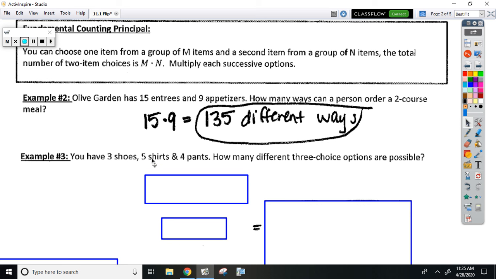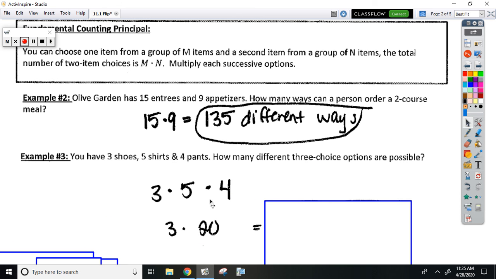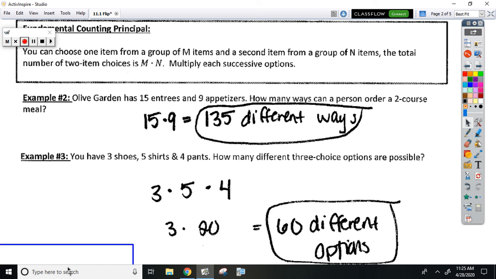If you have 3 shoes, 5 shirts, and 4 pairs of pants, how many different 3-choice options are possible? This one has 3 independent events, so we will multiply 3 times 5 times 4. Which will get me 20 times 3, so 60 different options.